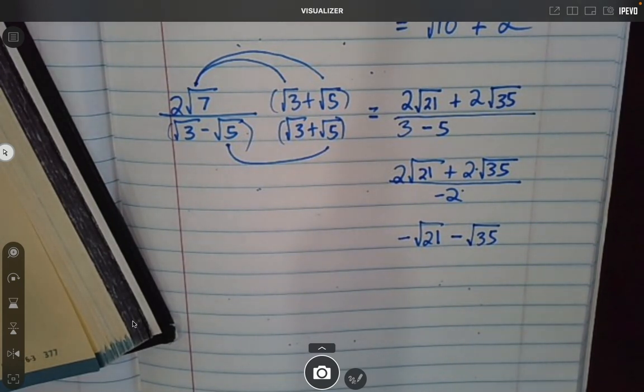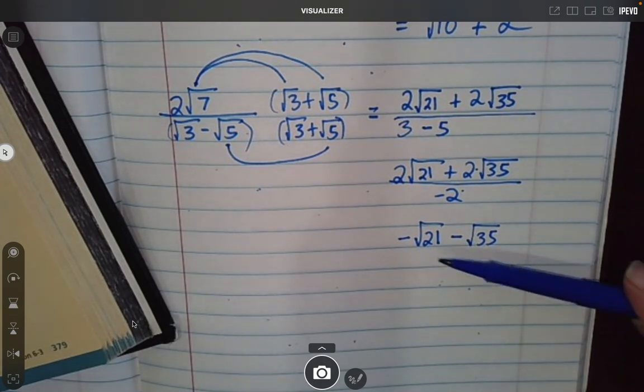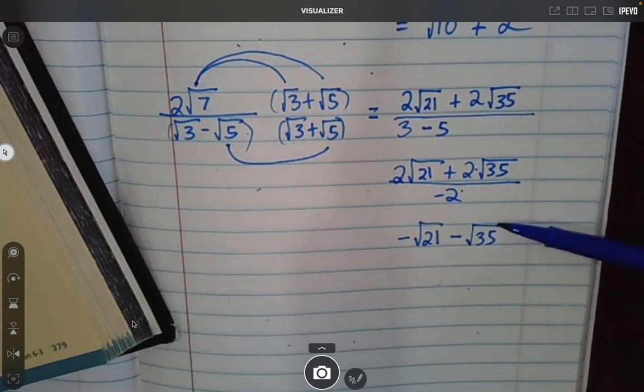Remember, we learned that yesterday. They had to match to add and subtract. They don't have to match to multiply or divide. Wait, they do match. Nope, that's a 21 and that's a 35. And I can't simplify them down. Yeah, what's under the square roots has to match to add or subtract.